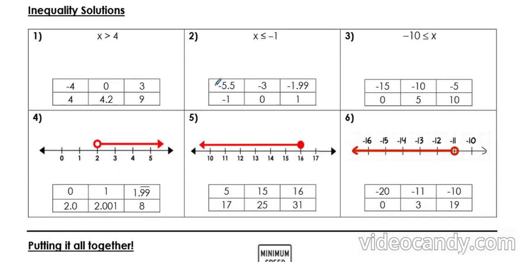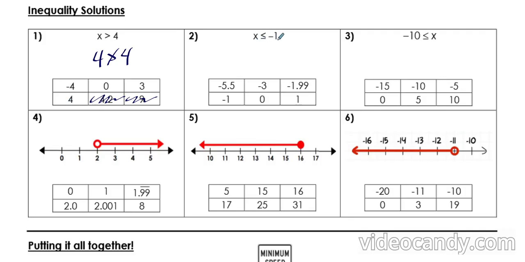All right, now we're going to pick out solutions just from the inequality and from the graph. So x is greater than 4. We're thinking about all the numbers that are bigger than 4. 4 is not included in that. 4 is not greater than 4. So 4.2 works, 9 works. None of these other ones work because they are not greater than 4.